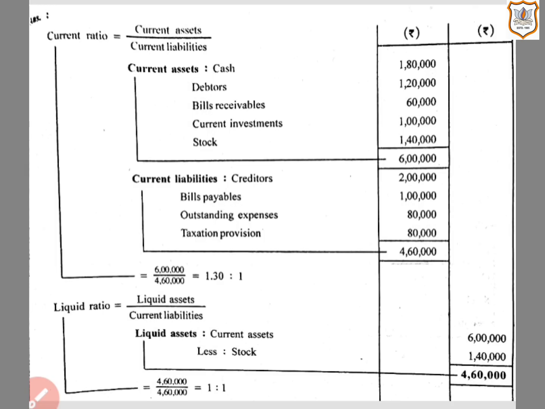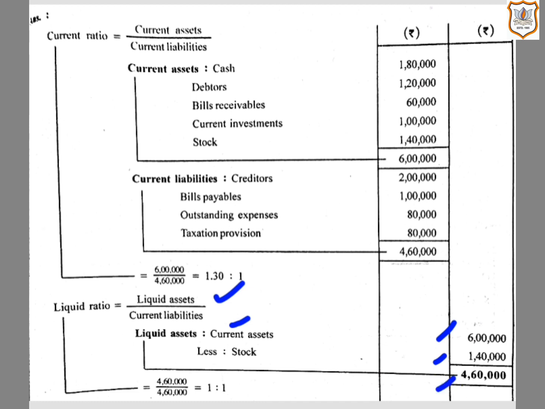Now let us find out liquid ratio. The formula for liquid ratio is liquid assets upon current liabilities. Liquid assets is equal to current assets minus stock minus prepaid expenses. So here we have stock. Current assets we have 6 lakh, and from that we will deduct stock, that is 1,40,000. So we will get liquid asset, that is 4,60,000.